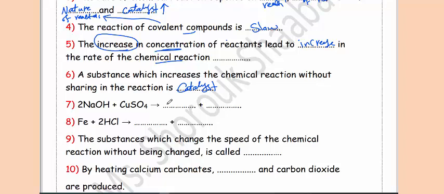Question number 7. 2NaOH plus CuSO4, sodium hydroxide plus copper sulfate. First of all, is it thermal decomposition reaction? Of course no, because there is no heat here. And it's substitution. Now I see it's substitution, but which kind of substitution? Simple or double? Double, because I have two compounds. Two compounds, it means it's double substitution reaction.